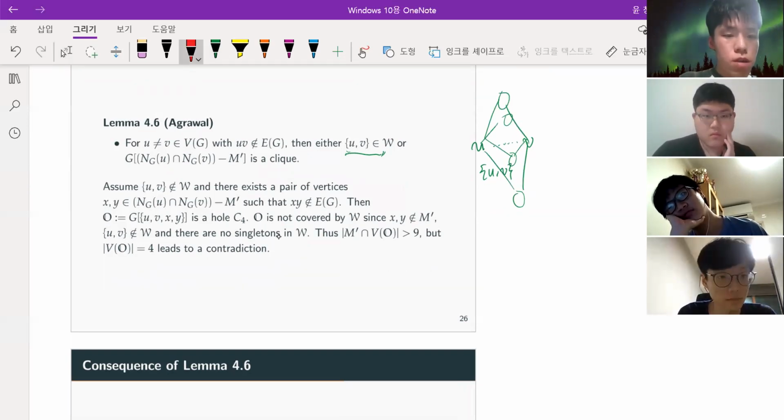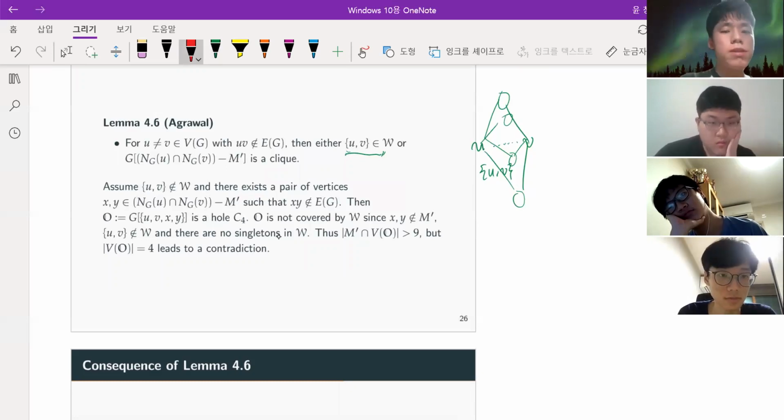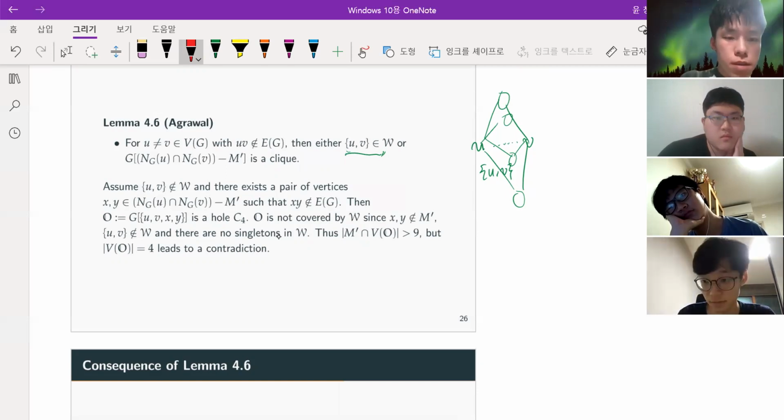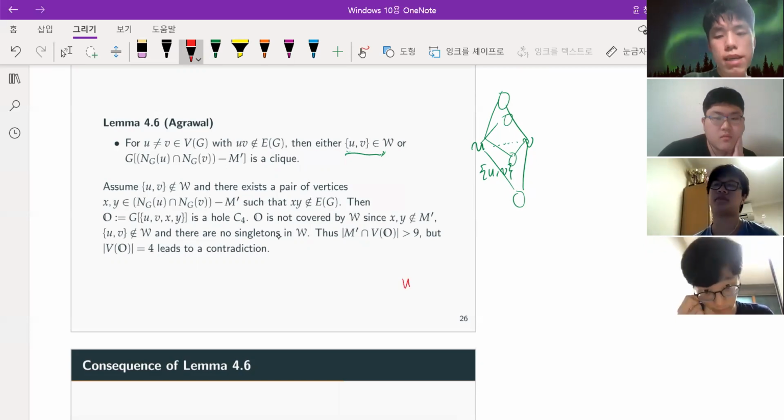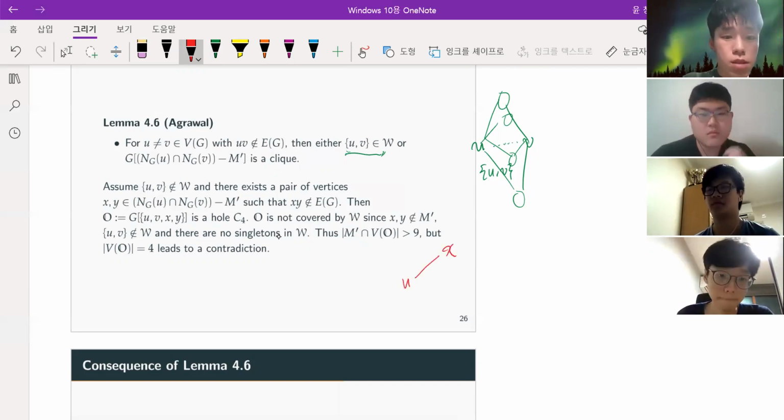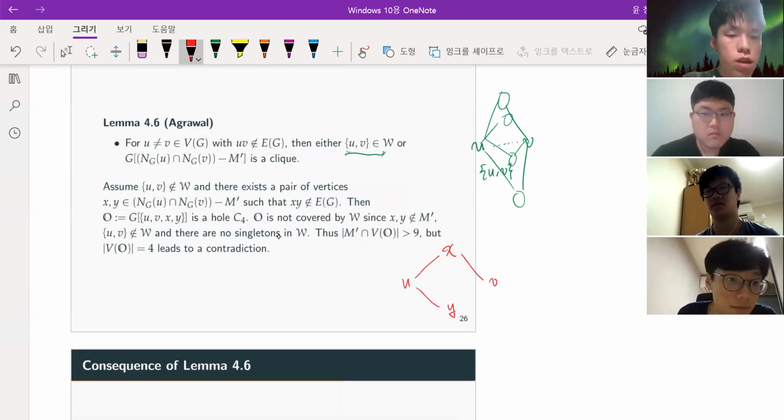Assume the set UV does not belong to W, and there exists a pair of vertices XY such that XY is not connected. Then an induced subgraph with UVXY forms a hole C4.